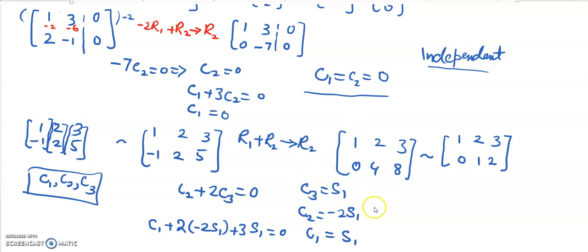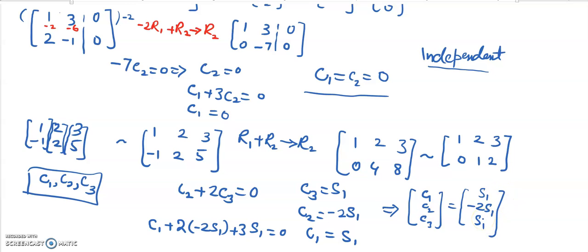Okay, so now the question is, what does this solution tell us? For example, the solution vector C1, C2, C3 is in terms of the free variable S1, minus 2 S1 and S1. What does this tell us? It tells us that we can choose any value of S1, and then we can get the values of C1. So for example, if you choose the value of S1 as 0, all of these C1, C2, C3 will be 0, which is the condition that these vectors are independent.